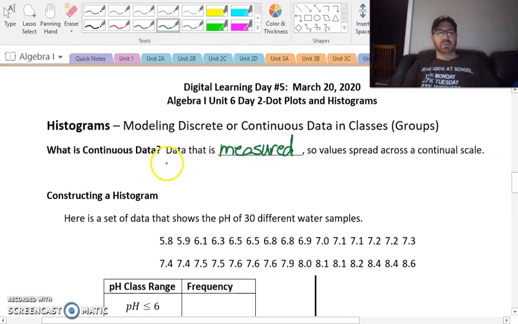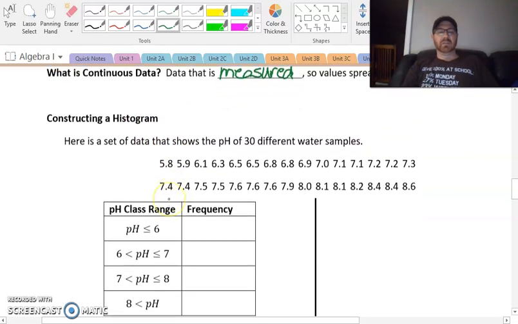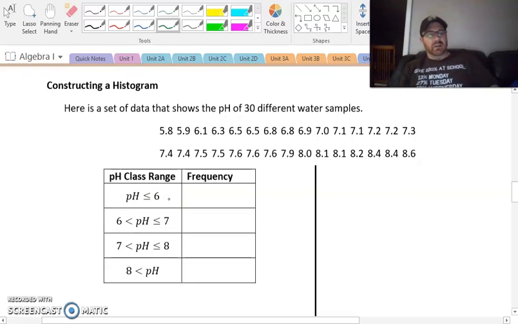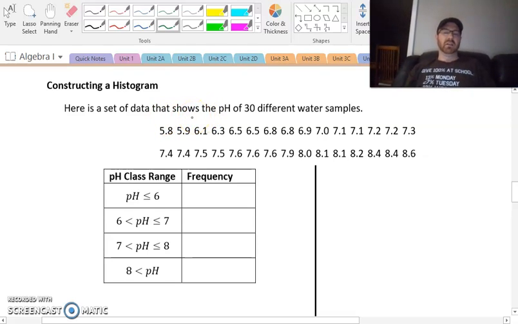So to look at how we would construct a histogram and see this grouping even more clearly here, I want to look at some data, and we have the pH of 30 different water samples. Now, pH, if you recall from science, measures the acidity or alkalinity of a substance, of a liquid. So here we have all these pHs, and if you have a real good memory, you might remember that 7.0 is pure water. So these water samples are a little bit different.